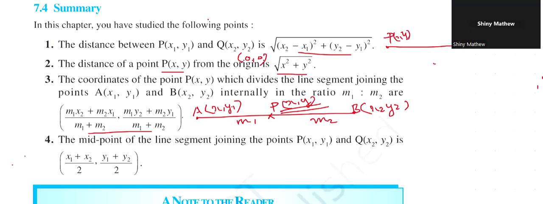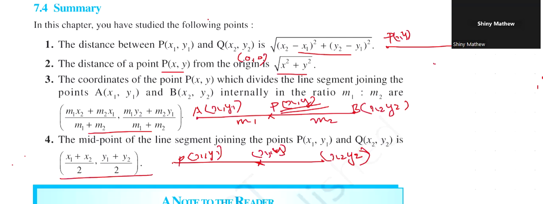Okay. Now the last formula, the midpoint of line segment joining the points P and Q. Here the endpoints are P and Q. P is (x1, y1) and Q is (x2, y2). Then the midpoint of PQ, the coordinate of this point, suppose it is (x, y), we can take as x is (x1 plus x2) by 2 and y is (y1 plus y2) by 2.